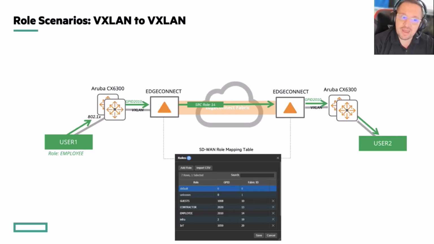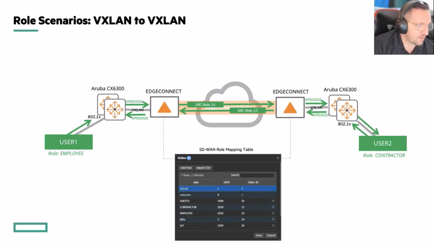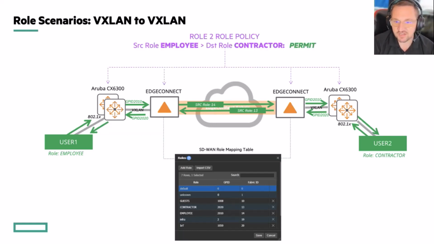User 2 then responds back. With 802.1X or MAC auth on the other end, the role that's derived is contractor. So now the process starts in reverse. The switch sends a GPID of 2020. The EdgeConnect encodes that as source role 13 and sends it to the other side. The EdgeConnect on the other end unwraps the tunnel packet, finds ID 13, and tags it with GPID 2020 on the other side. In this way, we have established this GPID context all the way across the whole fabric.